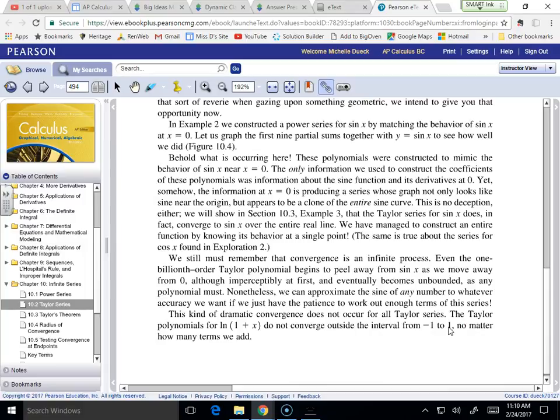Mm-hmm. If you divide the function by something? No. Just center it somewhere else? We can center it around the value that we want to approximate. Does that make sense? Yeah.